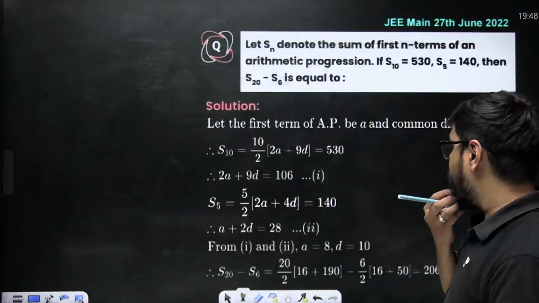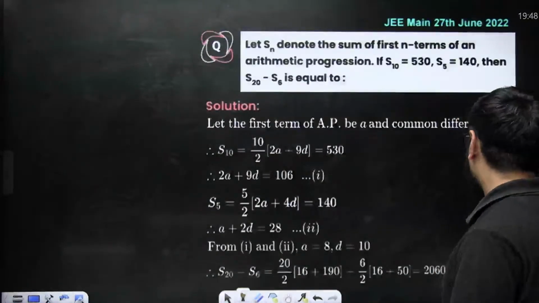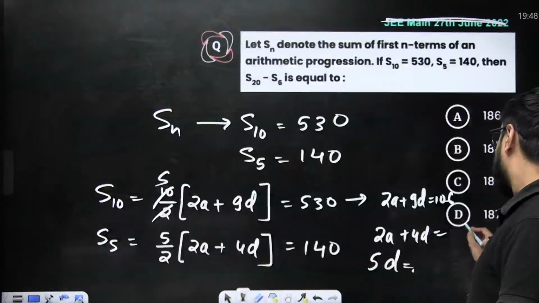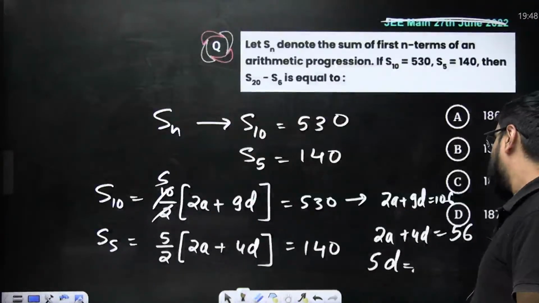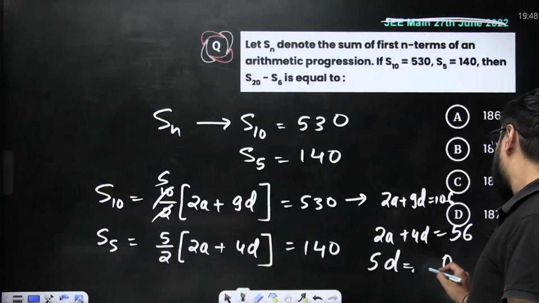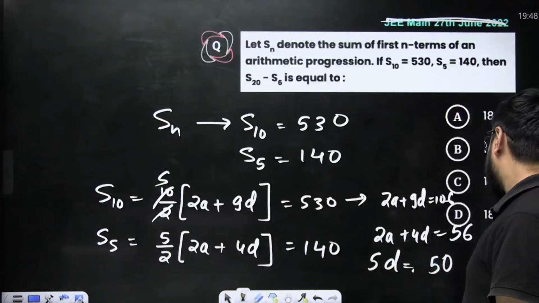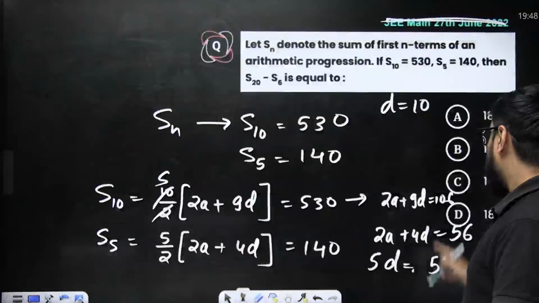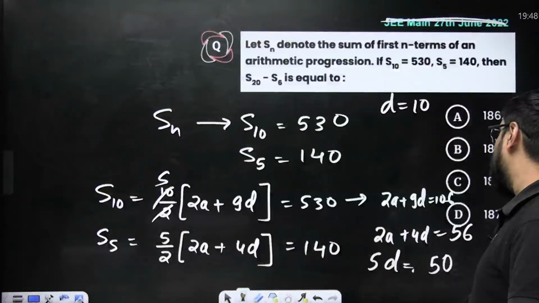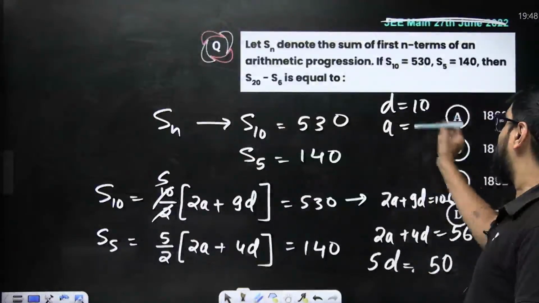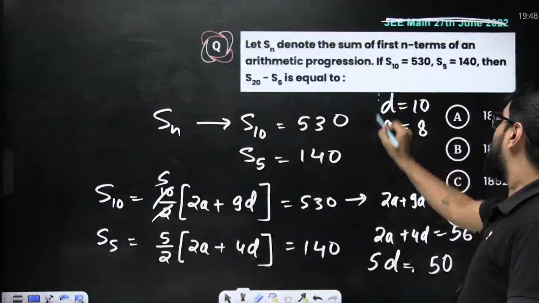We solved it. Acha, 5 by 2 it was, 280 by 5. Here we did a mistake. 280 by 5 it will be 56. Now it's correct. 5d is going to be 50, so d is 10. d is coming out to be 10. If d is 10, then 106 minus 90, 16 will be your 2a, so 8 will be your a. You got a and d.